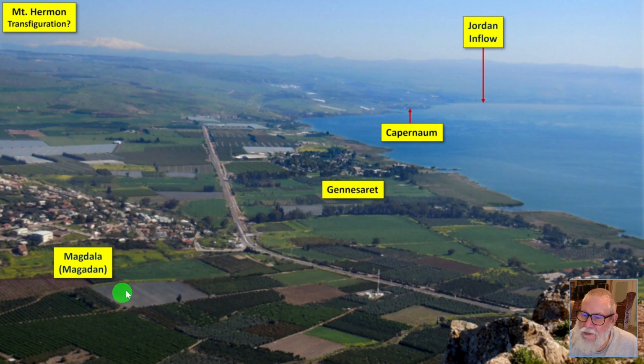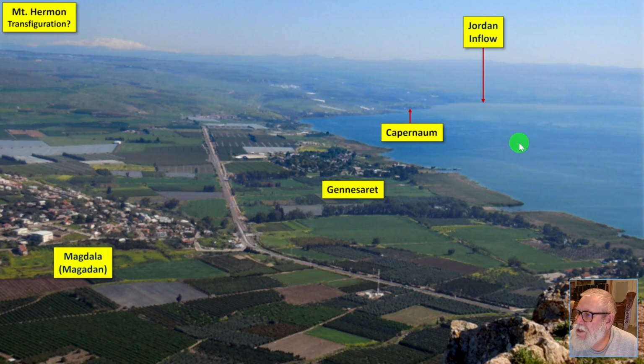So across the road here from Magdala is this plain that we were talking about, the plain of Gennesaret, where Jesus and his disciples landed after the feeding of the 5,000. Then to the north, along the coastline of the lake, right here is the village of Capernaum. And you can see this area right here, how the water is lighter.